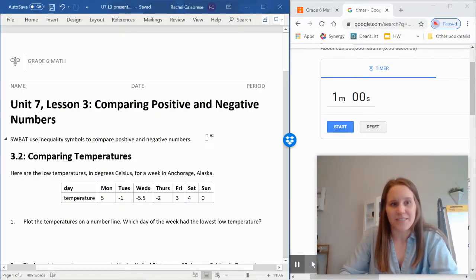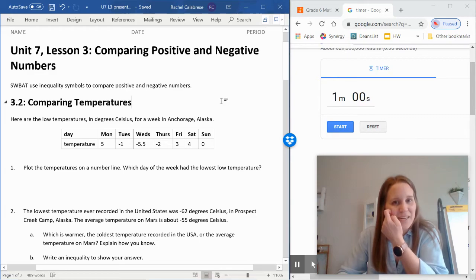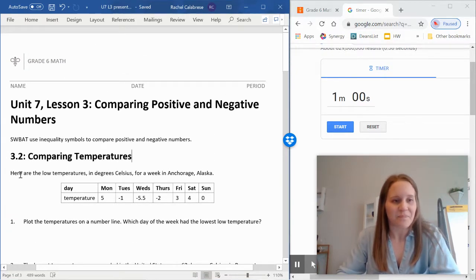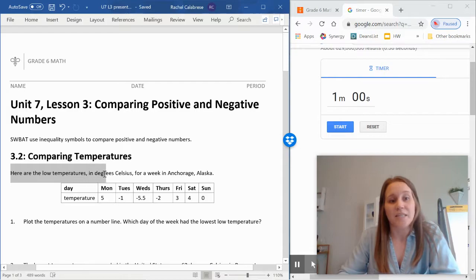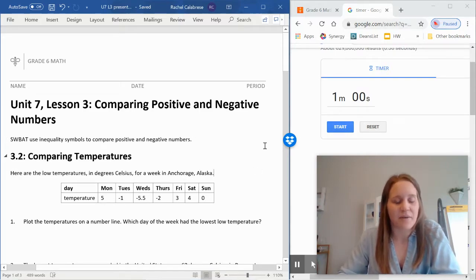All right, so our objective today, one more time, is students will be able to use inequality symbols to compare positive and negative numbers. We're going to start by comparing temperatures today. So I'm going to read, please follow along with me. Here are the low temperatures, that's the coldest temperature from the day, in degrees Celsius for a week in Anchorage, Alaska. Okay, so here's the day of the week and the temperature. I noticed right away that some of the temperatures are positive and some of them are negative. I can tell already this task is going to help us compare the temperatures, the positive and negative numbers.